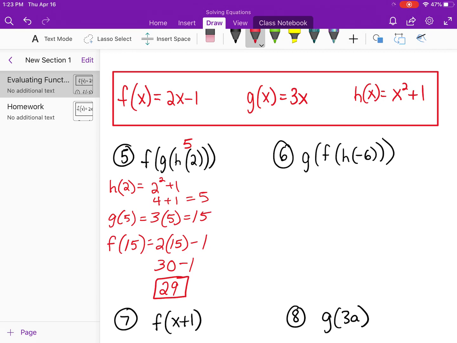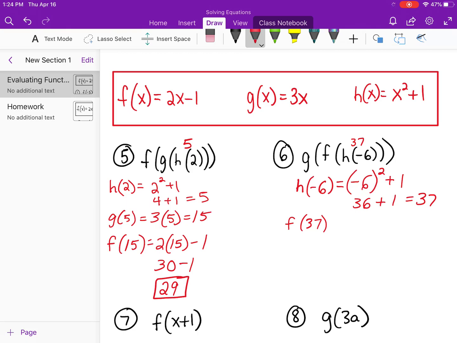Number 6, I have g of f of h of -6. Just start on the inside. H of -6 would be -6 squared plus 1. Now, if you're using a calculator, make sure you put that -6 in parentheses, to make sure that it squares it right. Sometimes calculators won't do that the correct way. So -6 squared is positive 36 plus 1, which is 37. So the next thing we do is f of 37.